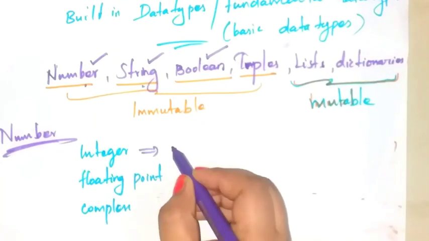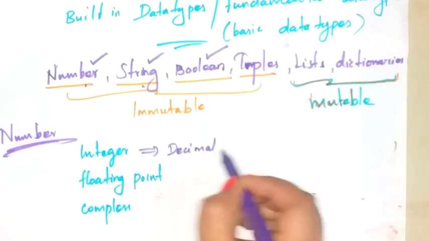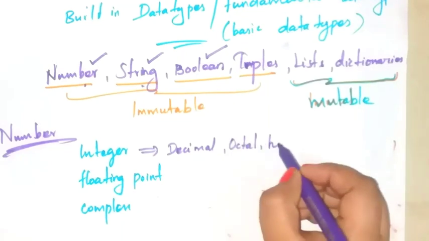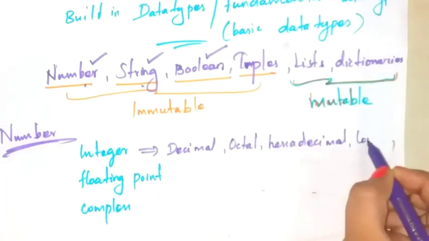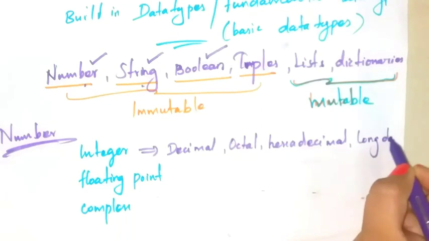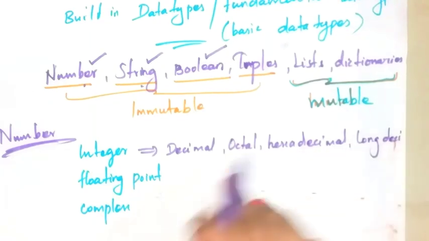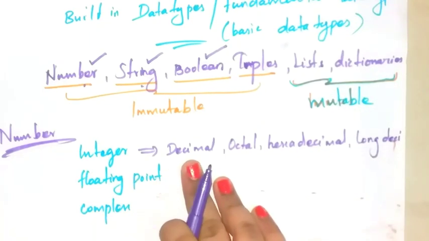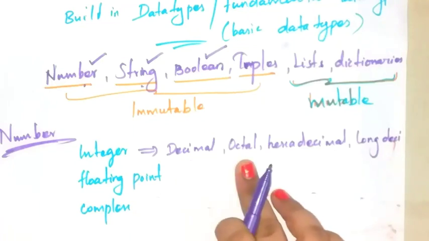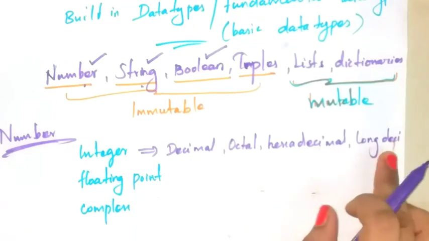Integer data type means what? It can be decimal numbers, octal numbers, hexadecimal numbers and long decimal numbers. So integer numbers are decimal integers, octal integers, hexadecimal integers, and long decimal integers.